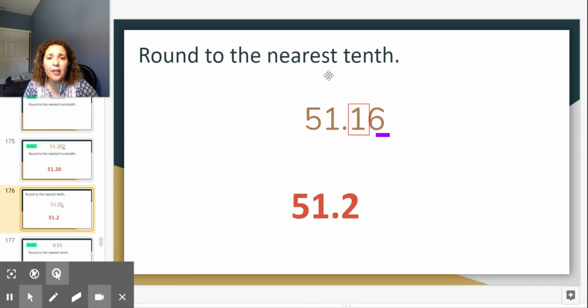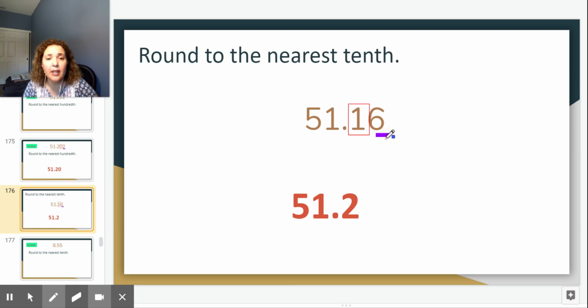Okay, so round to the nearest tenth. So I have 51 and 16 hundredths. So I want the tenths place. I'm going to box in my tenths. I'm going to look at the 6. That 6 tells me to round up. So it means I need to add 1 to my target, which becomes a 2. 51 and 2 tenths.